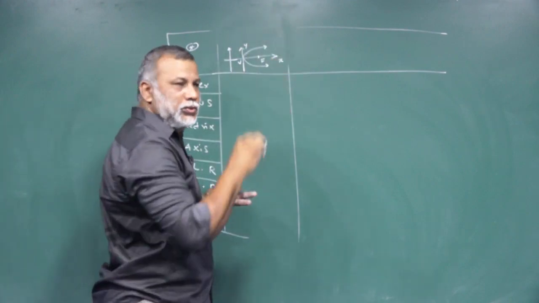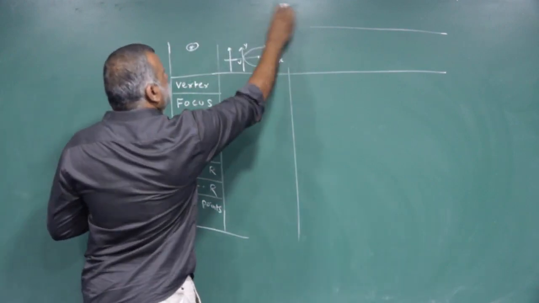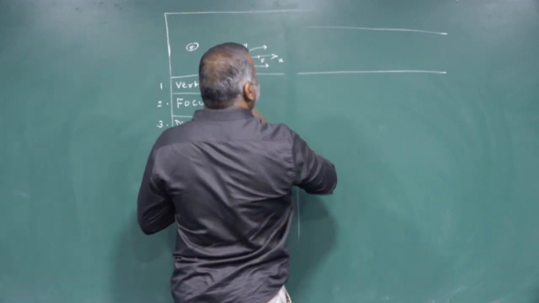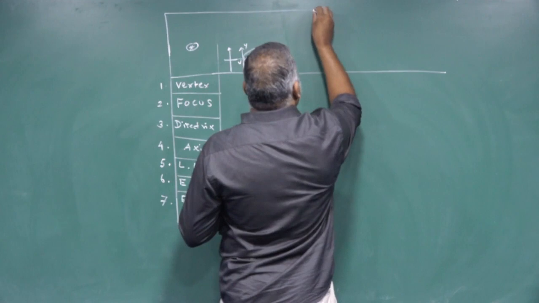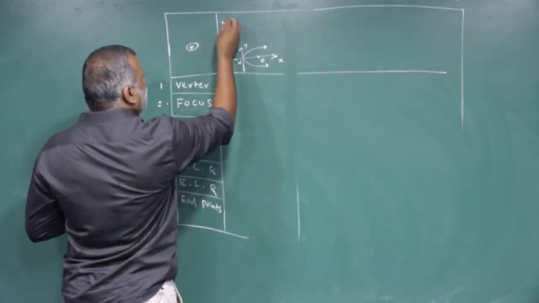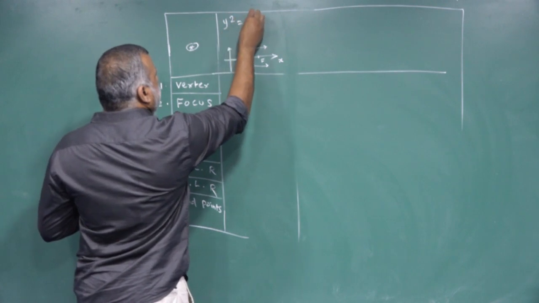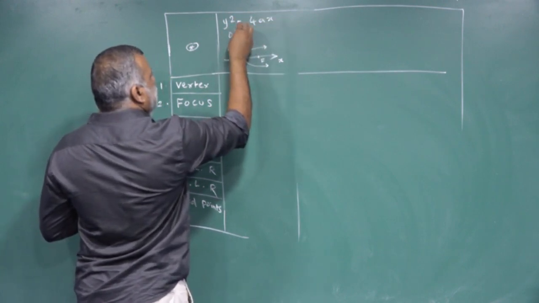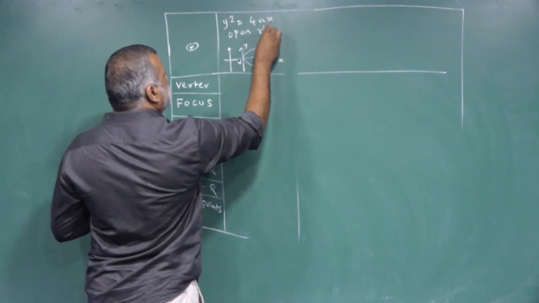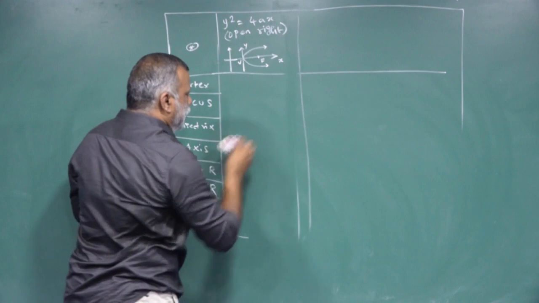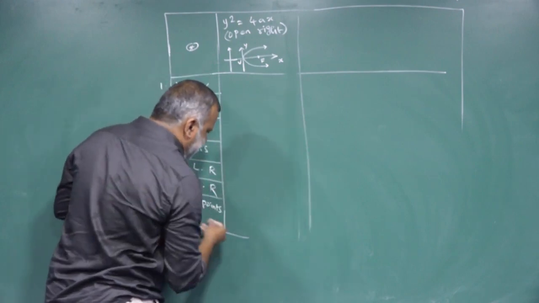Immediately you are able to work out. Type number 1 is open right side. Type number 1, y squared equal to 4ax. Say the type open right. Now we are able to recall all the results.